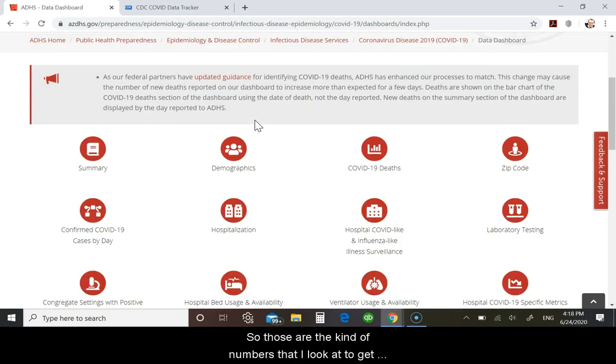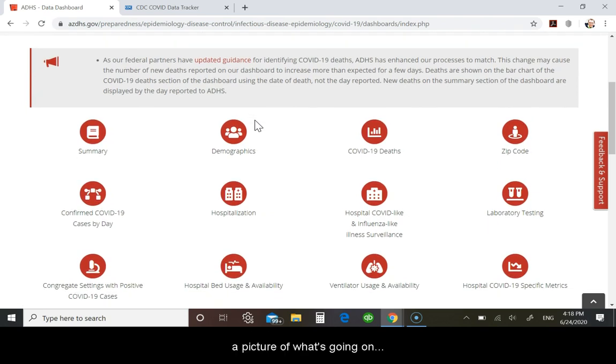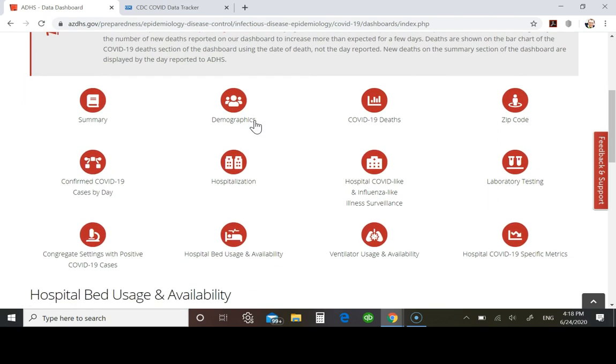So those are the kind of numbers that I look at to get a picture of what's going on, and see where things are now as we move on through this pandemic.